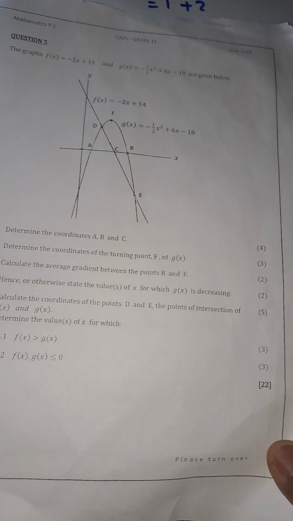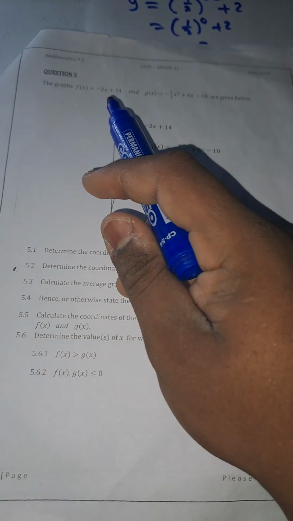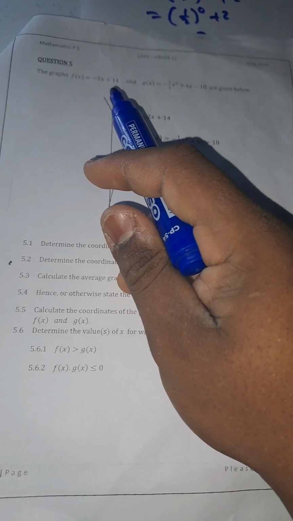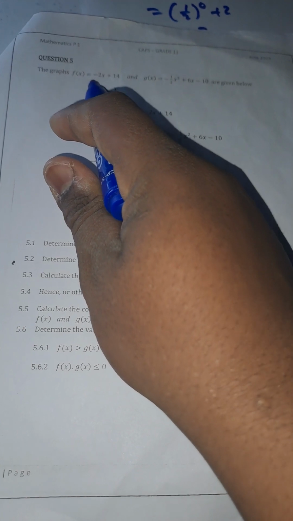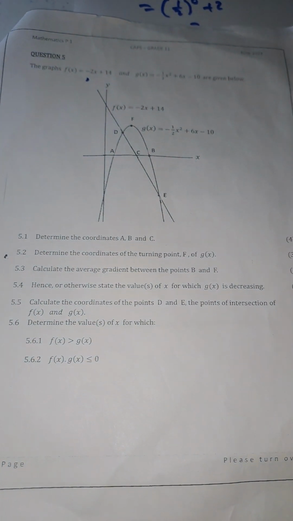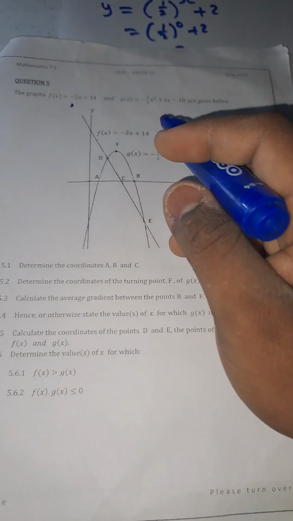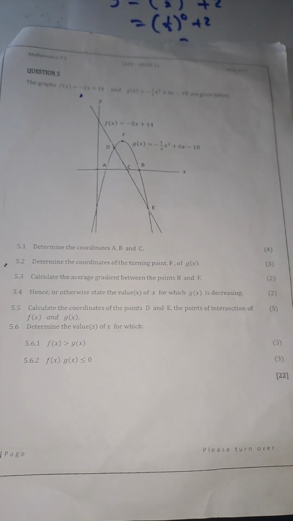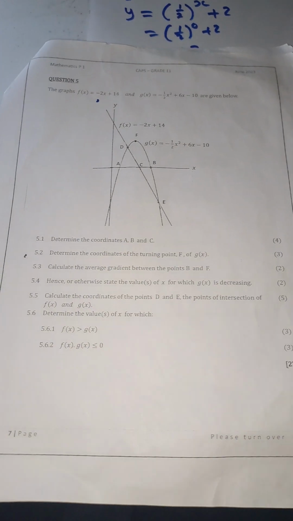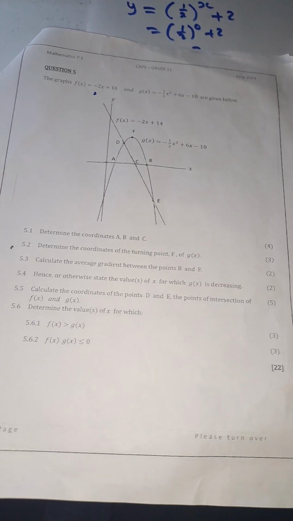Let's go to question 5 now. The last question, and then we'll finish. The graph of f of x equals minus 2x plus 14 is a straight line. I'm given that it is minus 2x, so the minus 2 means it is a decreasing graph. And g of x is 1 over 2x squared plus 6x minus 10, right? Because it's a parabola. Now 5.1. Determine the values of a, b, and c.